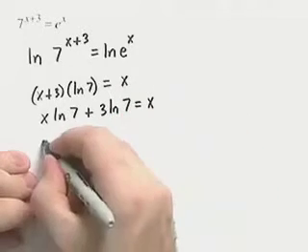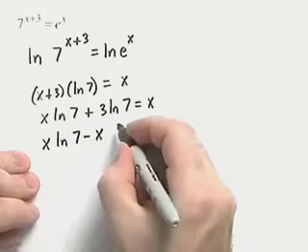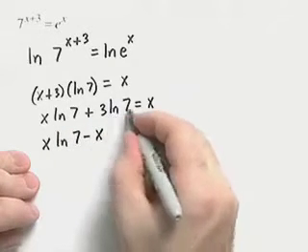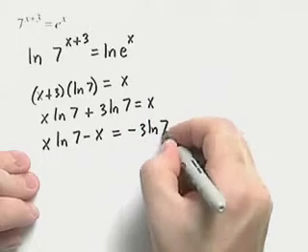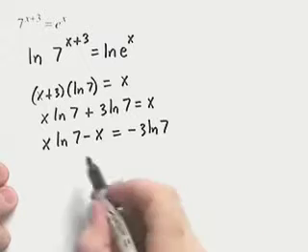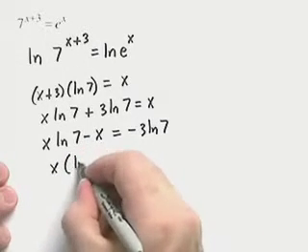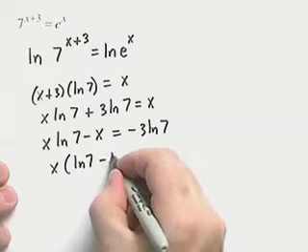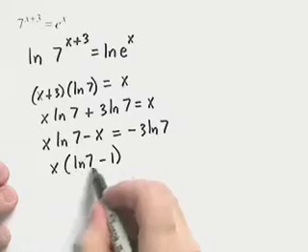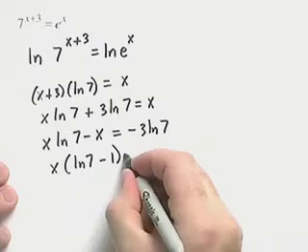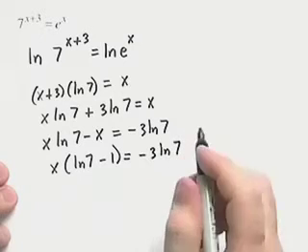We're bringing this x over: x times the natural log of 7 minus x. And then we're going to bring 3 natural log of 7 to the other side, so we'll have minus 3 natural log of 7 on the right. Factor out an x. We'll have x times the natural log of 7 minus 1. Note that it's not 7 minus 1, it's the natural log of 7 minus 1. So this is separate. Equals negative 3 times the natural log of 7.